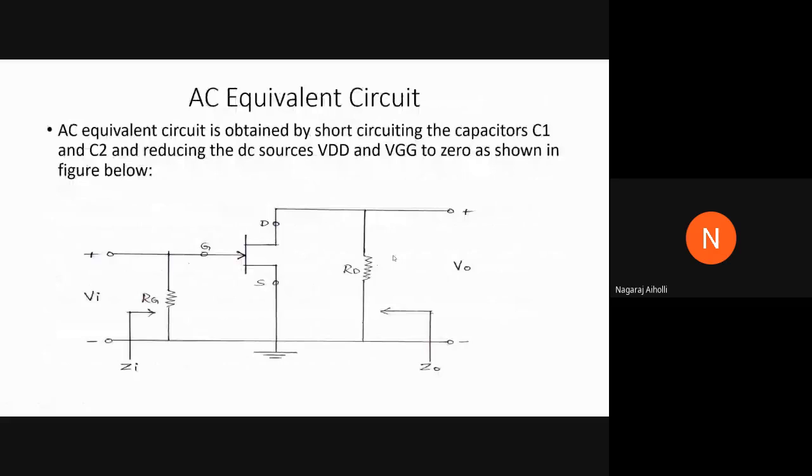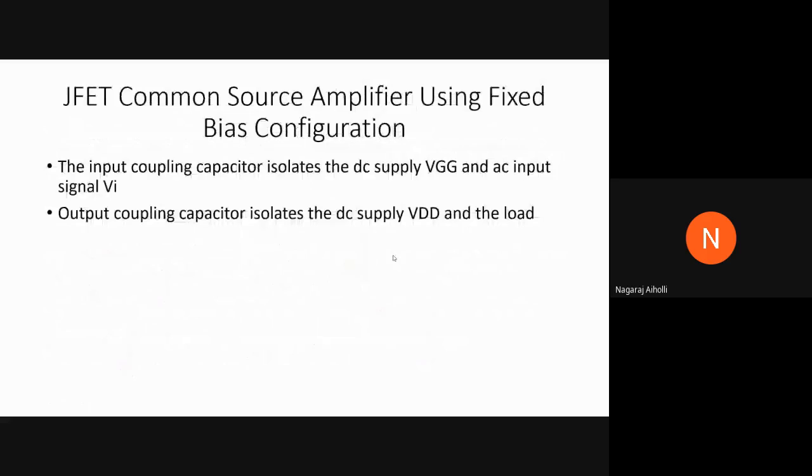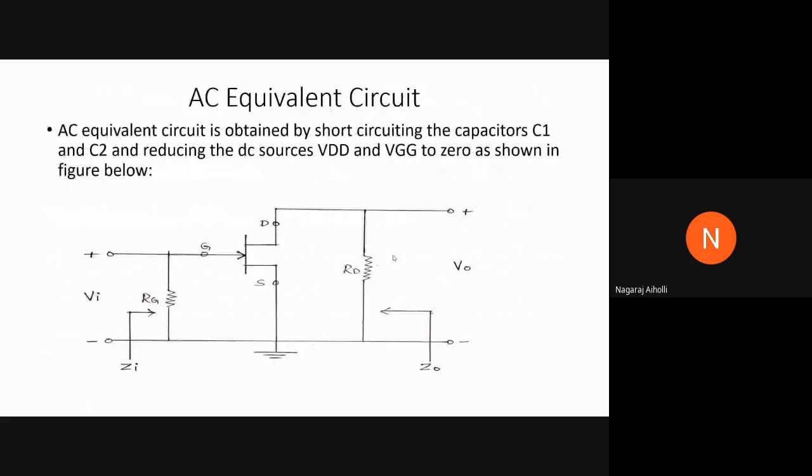Next, we will be going through the AC equivalent circuit. We know how to obtain the AC equivalent circuit; we have studied it in module 2. The AC equivalent circuit is obtained by short circuiting the capacitors C1 and C2 and making the DC voltages 0.